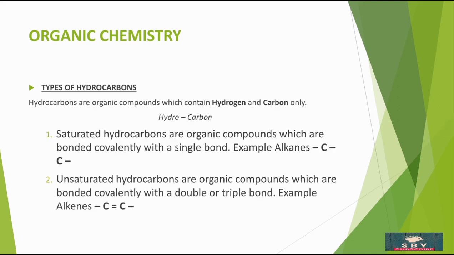So we have types of hydrocarbons. We have saturated hydrocarbons, the organic compounds which are bonded covalently with a single bond. So any organic compound you see with only a single bond, just one dash between the carbon and the other elements, say hydrogen, they are called alkanes and they are called saturated hydrocarbons. The unsaturated hydrocarbons contain either a double or triple bond. So you see 2 dashes or 3 dashes between the carbon and the other elements. So those ones are unsaturated hydrocarbons.